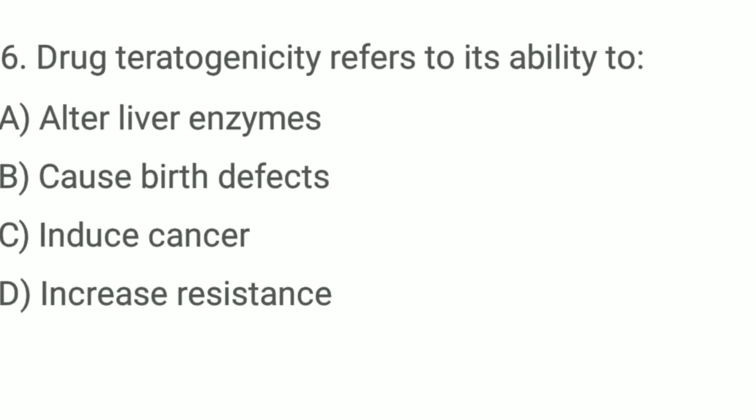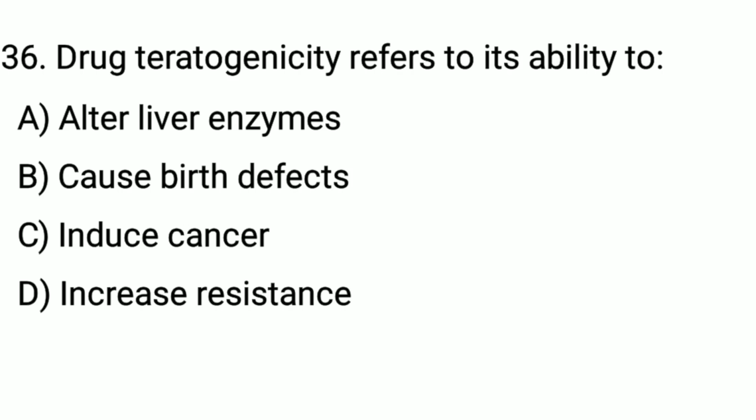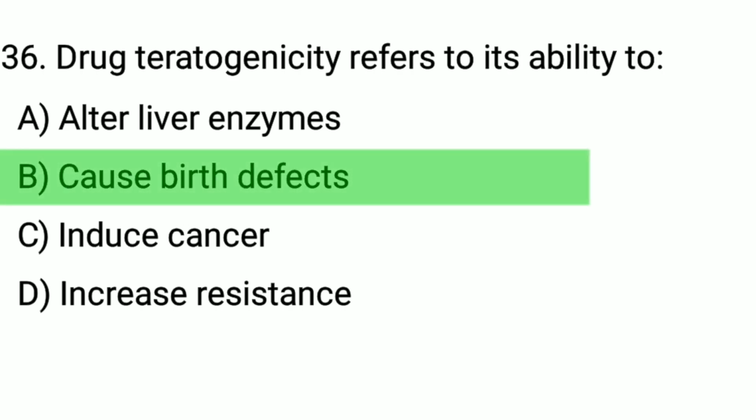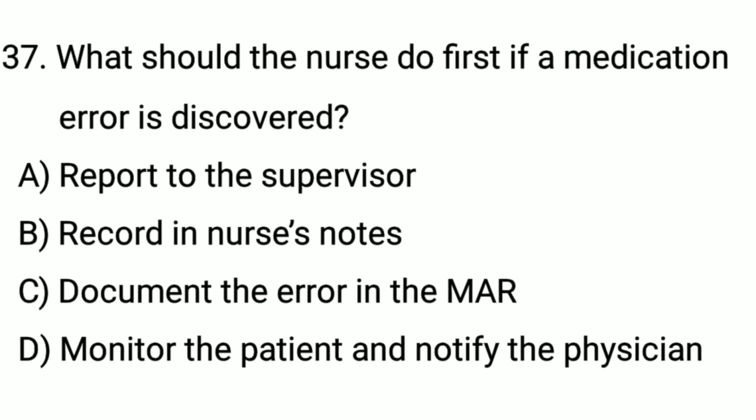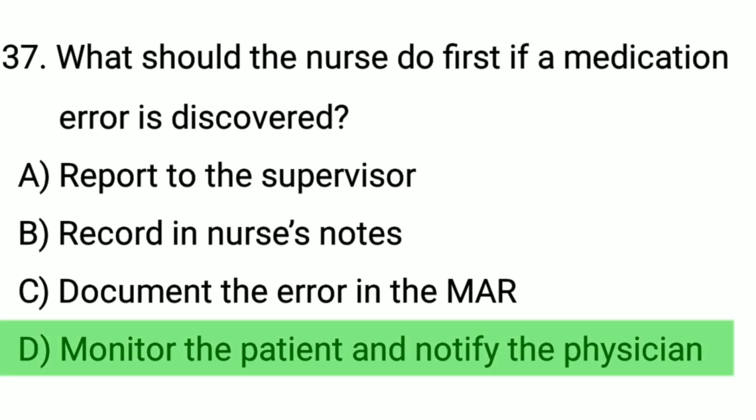Question number 36. Drug teratogenicity refers to its ability to. The right option is option B, cause birth defects. Question number 37. What should the nurse do first if a medication error is discovered? The right option is option D, monitor the patient and notify the physician.